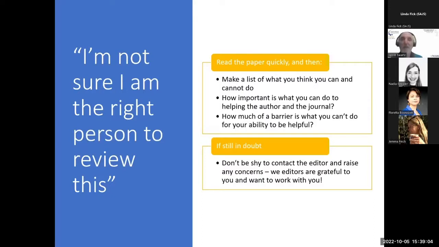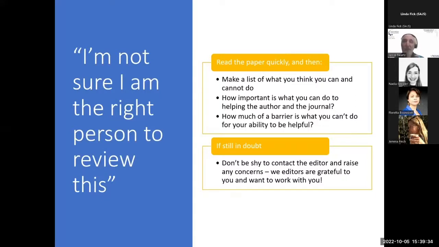So you've got to make that decision. The first thing that I do when I get sent something to review, I look at it quickly, and then I think, what can I do and what can't I do? My question always is not, am I on top of absolutely every single tiny thing in this article, but how important is what I can do as a reviewer to helping the author and the journal?